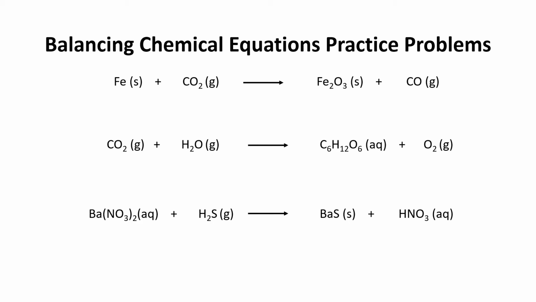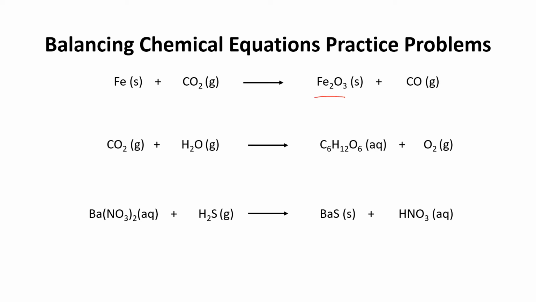Okay, so you paused the video, hopefully, and you tried balancing these three chemical equations. Alright, so let's look at this one. We have iron metal reacting with carbon dioxide gas to give us iron(III) oxide, which is rust, plus carbon monoxide gas. Alright, so we'll start here.